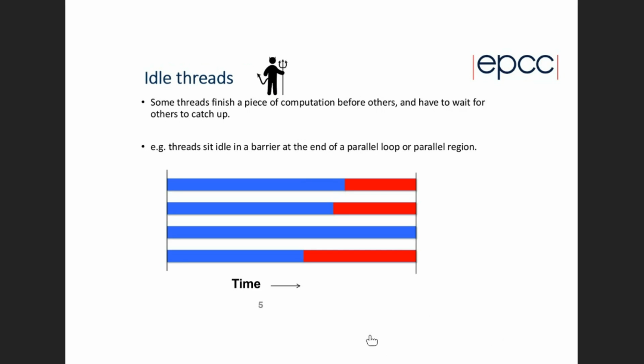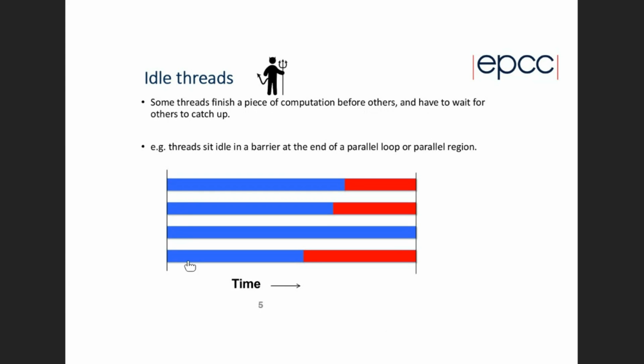Second one is idle threads. This is a situation where some threads finish some piece of computation before others and have to wait for others to catch up. So one of the usual cases in OpenMP is threads sitting idle in a barrier. You've seen that OpenMP uses barrier synchronization pretty extensively. At the end of every parallel loop or end of every parallel region is a barrier.